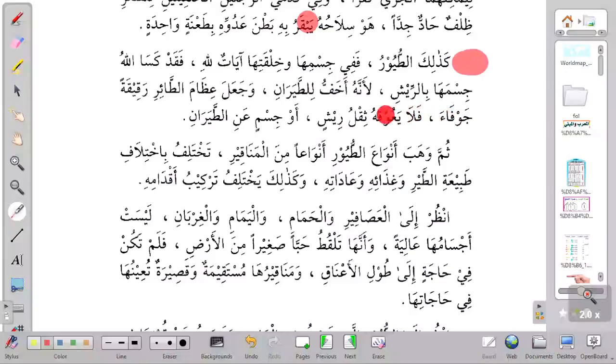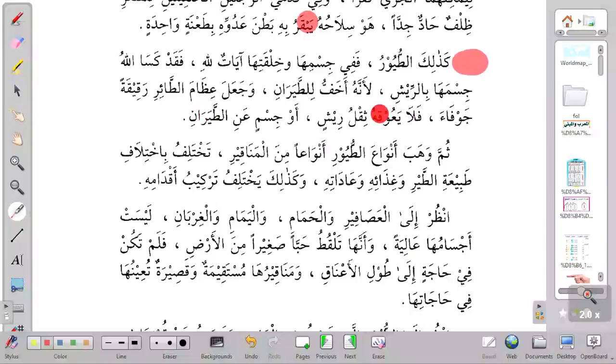فَلَا يَؤُقَهُ ثِقْلُ رِيشٍ أَوْ جِسْمٍ عَنِ الطَّيَرَانِ. And so, ثِقْلُ رِيشٍ, the heaviness of the feathers, أَوْ جِسْمٍ, or of the body. La ya'uquhu, it doesn't hinder it from flying.